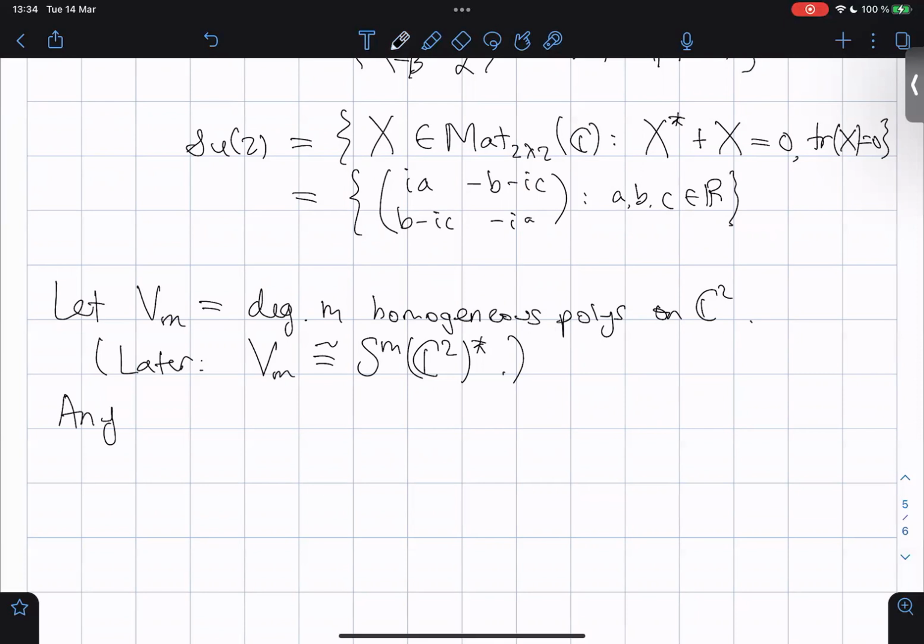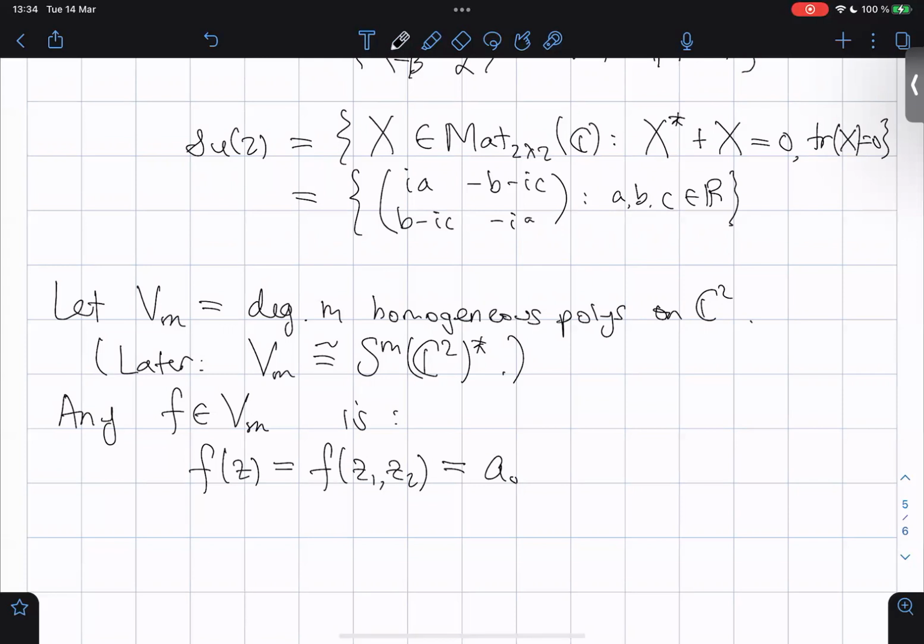Any element over here is a function. Keep that in mind, it's a function, as opposed to sometimes when I'll talk about polynomial symbols later on. Here, it's a function that takes as input some z, and that z has 2 components with respect to the standard basis in C2. And then the output is going to be an nth degree polynomial.